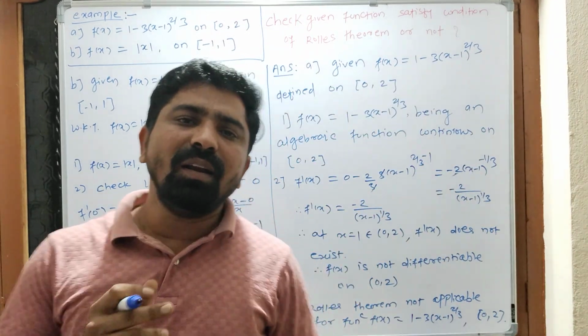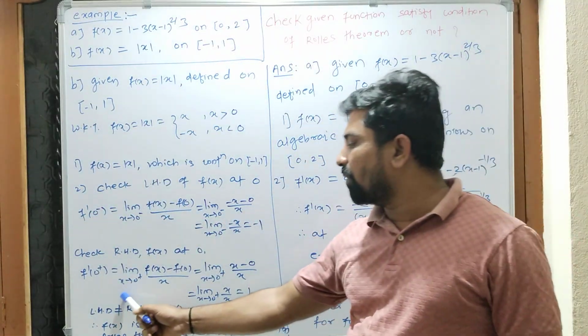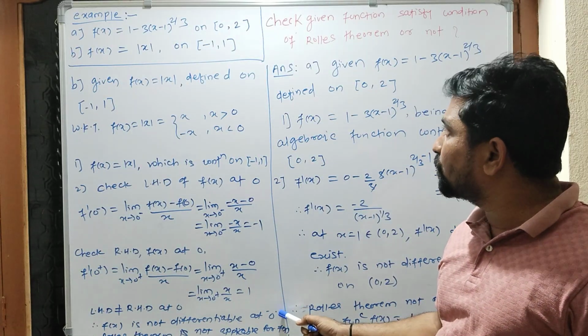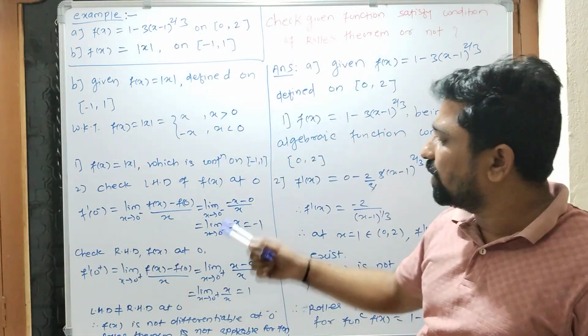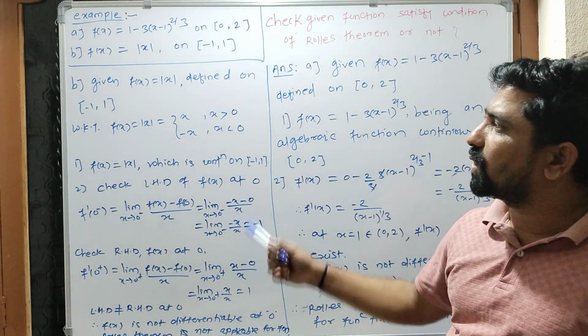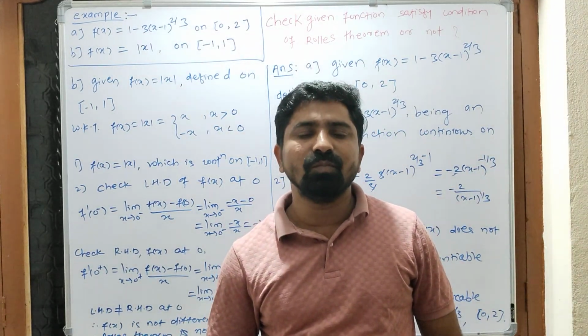Therefore the left hand derivative of your function at 0 is not the same as the right hand derivative of the function at 0. Therefore the function is not differentiable at 0, which belongs to the open interval -1 to 1. Therefore Rolle's theorem is not applicable for this function f of x equal to mod x, which is defined on the closed interval -1 to 1.